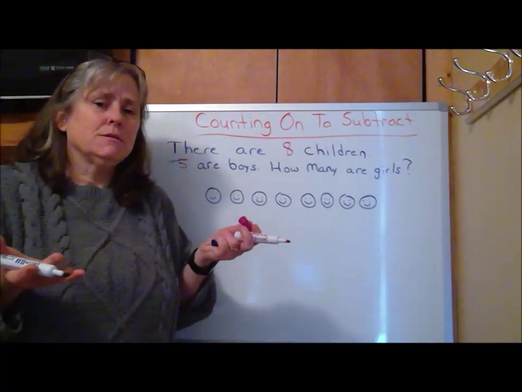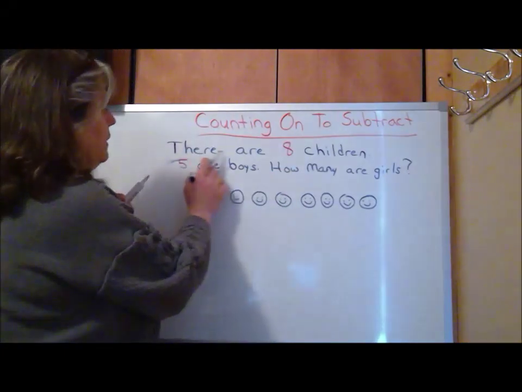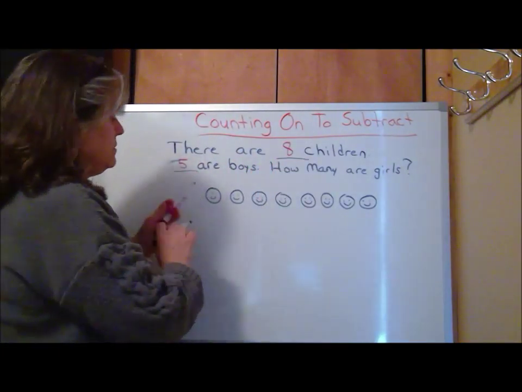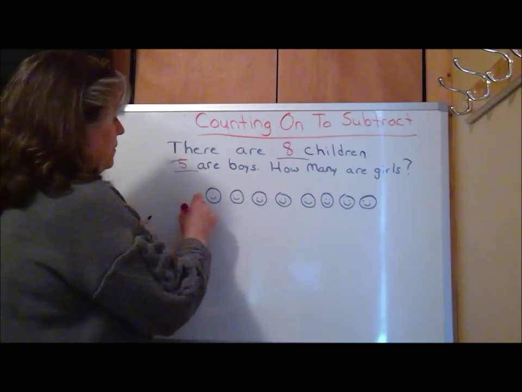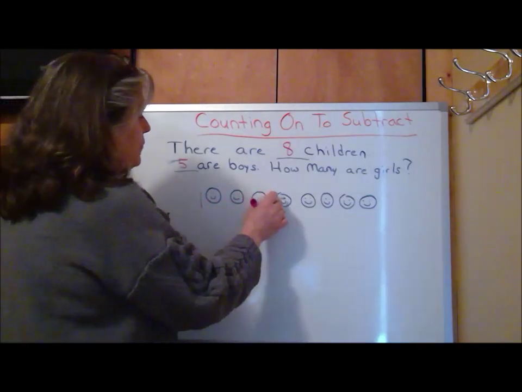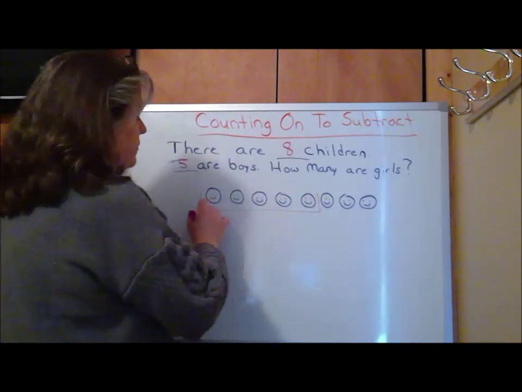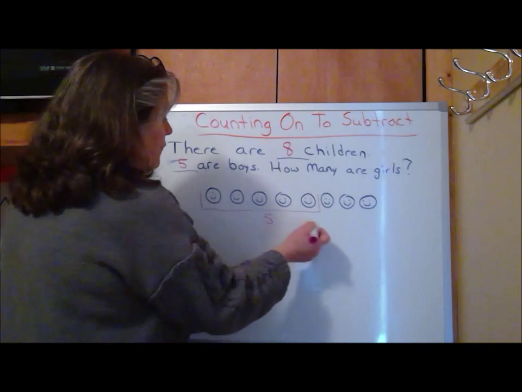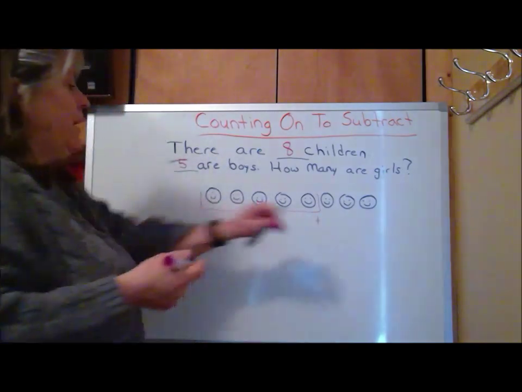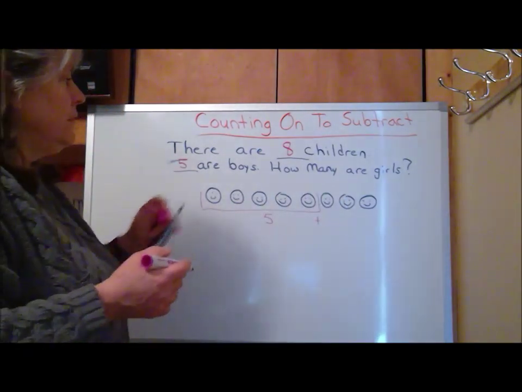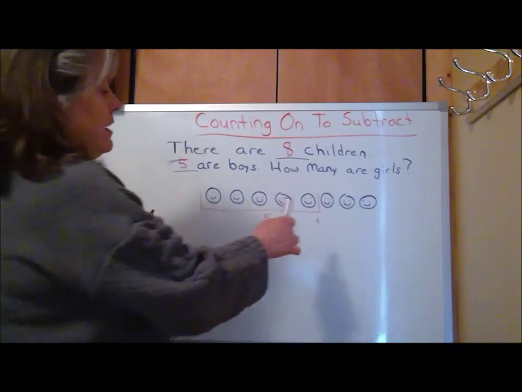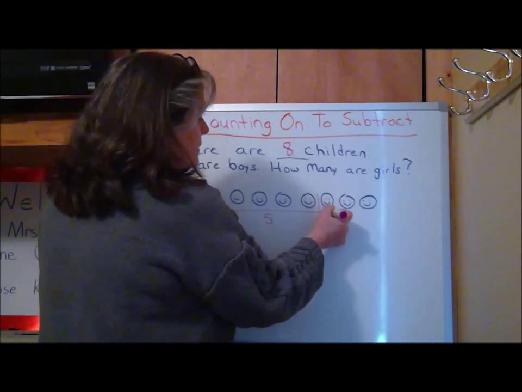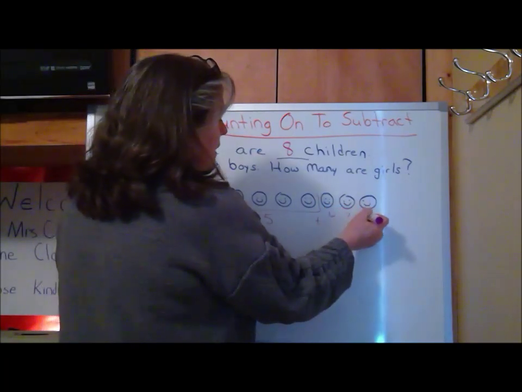How many are boys? Do you remember? Let's look. There are 8 children. 5 are boys. All right, so let's do this. 1, 2, 3, 4, 5. Let me make sure. 1, 2, 3, 4, 5. Okay. So 5 plus however many are over here equals 8 altogether. So let's count. 1, 2, 3. So we'll go 5, 6, 7, 8.